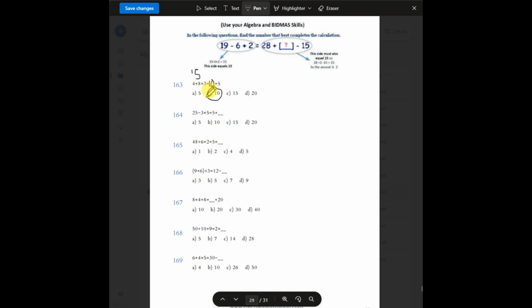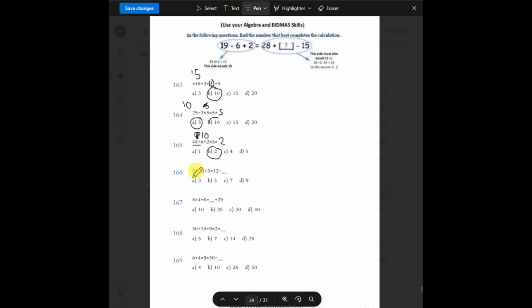You have to remember BIDMAS, alright? So 164, you have to do 3 times 5 first, which is 15. And then you do 25 minus 15, which gives you 10. So the left side is equal to 10. So that means you have to do 5 plus 5 to make 10. So the answer, the missing one, is 5, okay? Again, you do 48 divided by 6, which is 8. If you add 2 to that, that gives you 10. So the left side is equal to 10 once again. What do I have to multiply 5 by to make 10? I have to multiply it by 2.